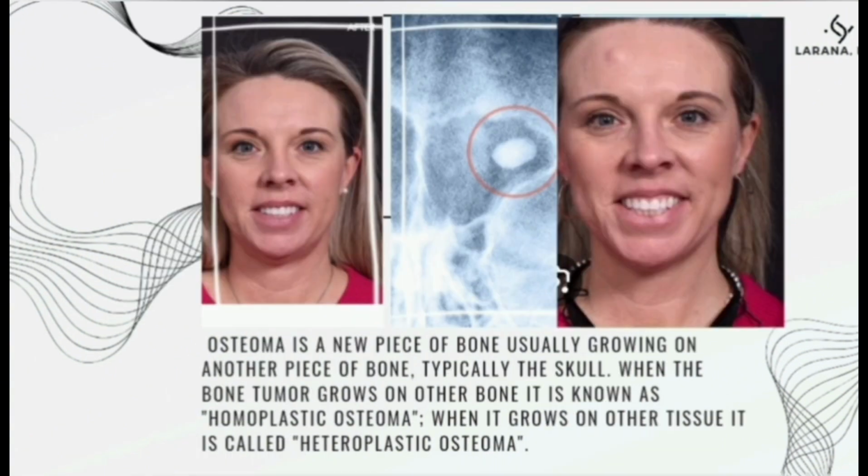Osteoma is a new piece of bone, usually growing on another piece of bone, typically the skull. When the bone tumor grows on another bone, it is known as homoplastic osteoma. When it grows on other tissue, it is called heteroplastic osteoma.